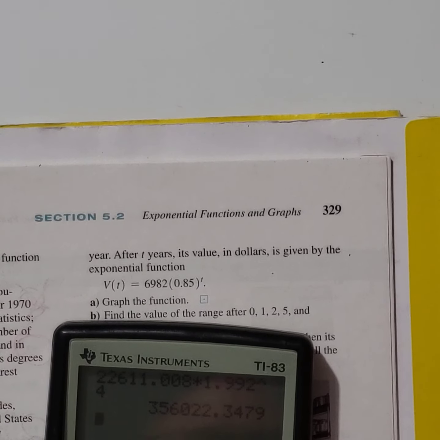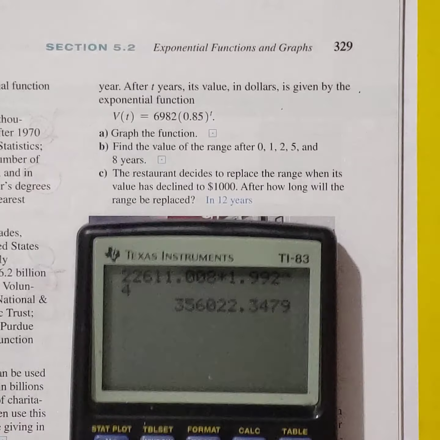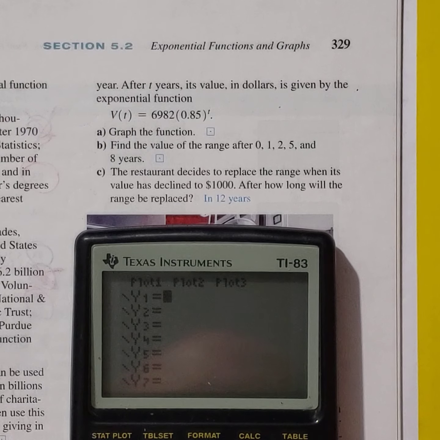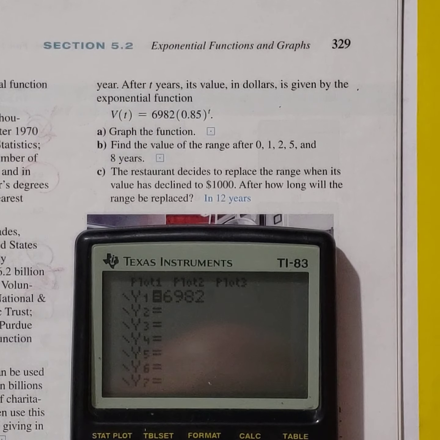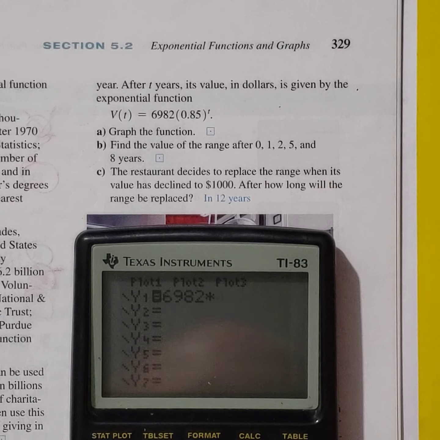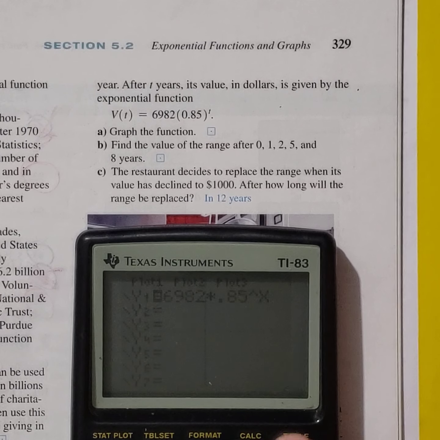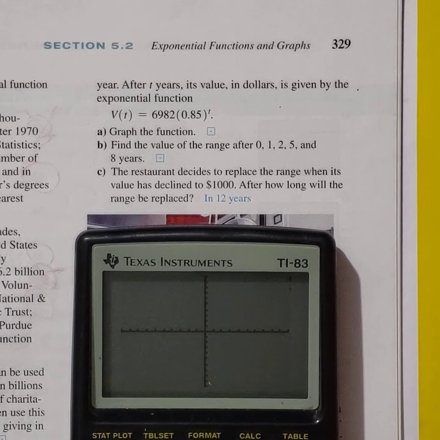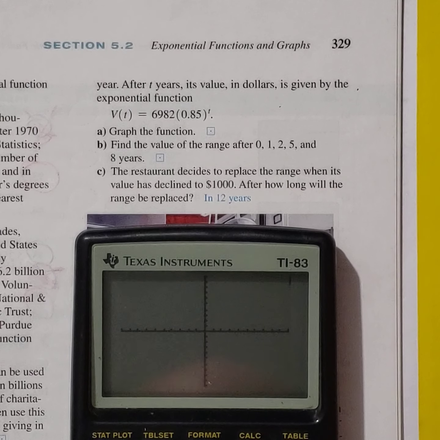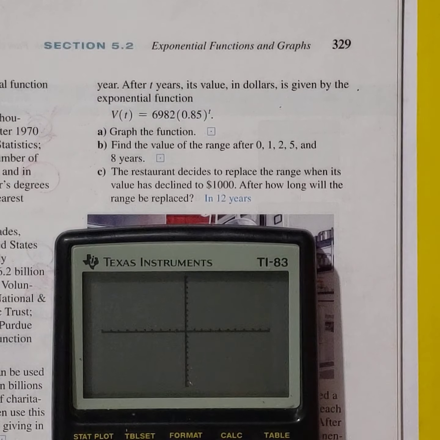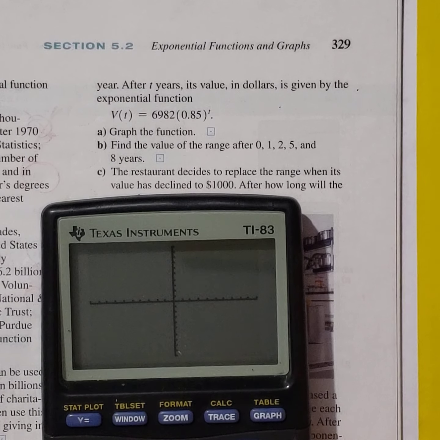So go to the calculator, and we're going to put it in for y1. It's 6,982 times 0.85 to the x power. And of course, if you go to graph it, there will be no graph there because our numbers in the real world don't usually fall between -10 and +10. So we need to set up our window.